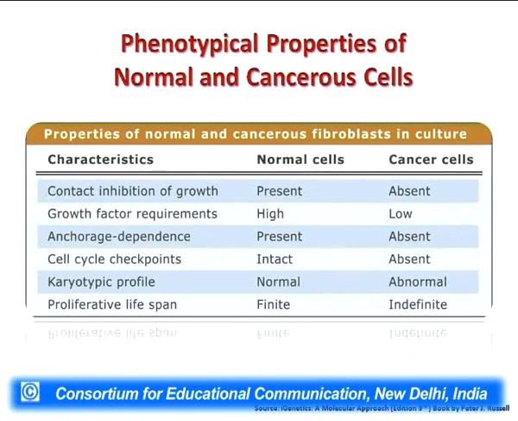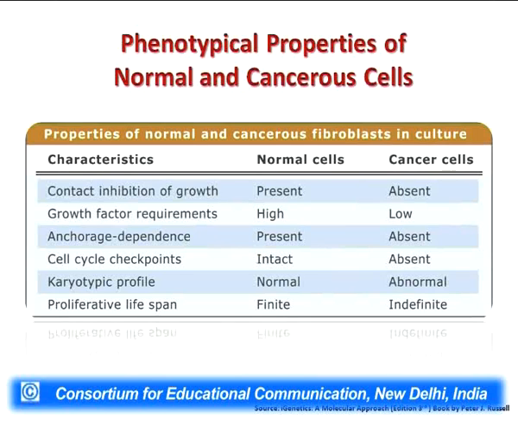Now, cancer cells have a few properties which are different from normal cells. The first property is contact inhibition, which is present in normal cells while it is absent in cancer cells. The second property is the growth factor requirement. The third property is anchorage dependence, in which the cells are anchored to the surface to which they are bound. It is present in normal cells, but in cancerous cells this property has been released, because the cancerous cells have to move from one part of the body to another.